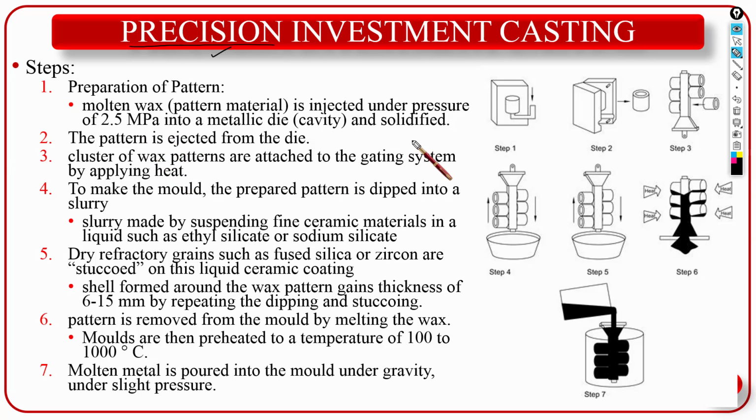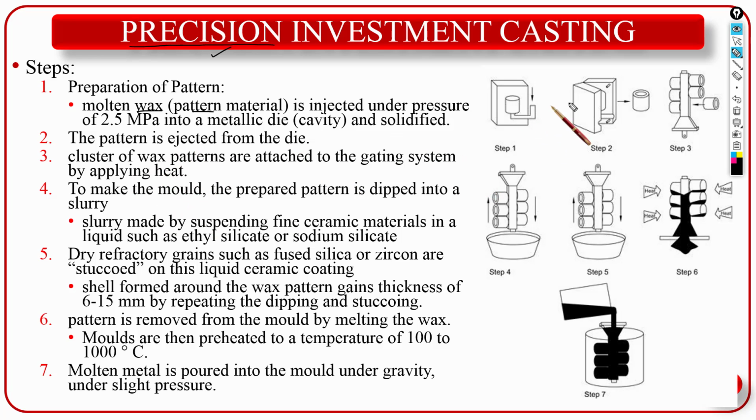And in this case, the pattern material is wax. So with the help of wax, the cavity is made. In the previous one, that is shell mold casting, what was the pattern material? It was heated metal, on which the molding material was. But here it is wax.